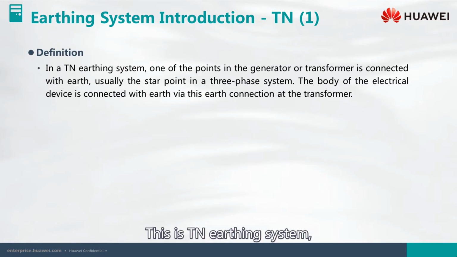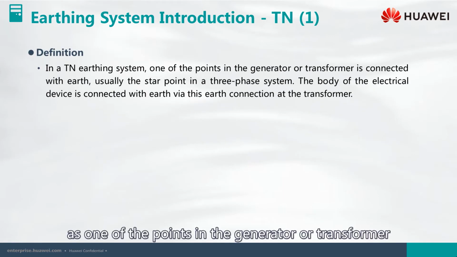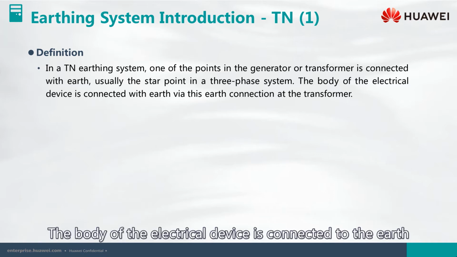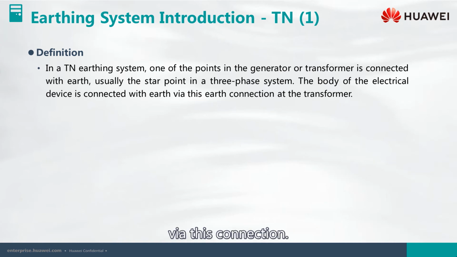This is TN earthing system. One of the points in the generator or transformer, usually the star point in a three-phase system, is connected to the earth. The body of the electrical device is connected to the earth via this connection.